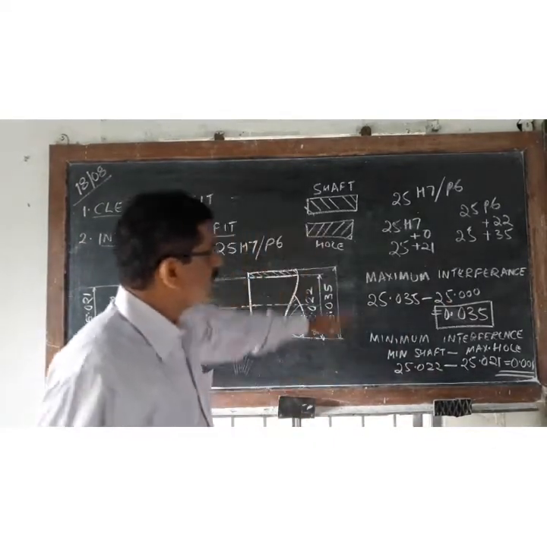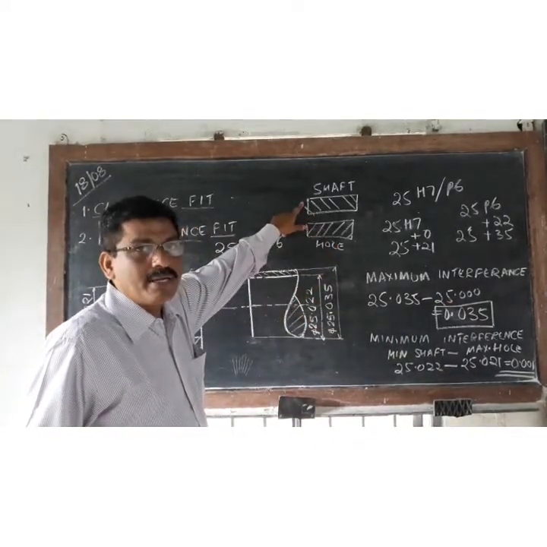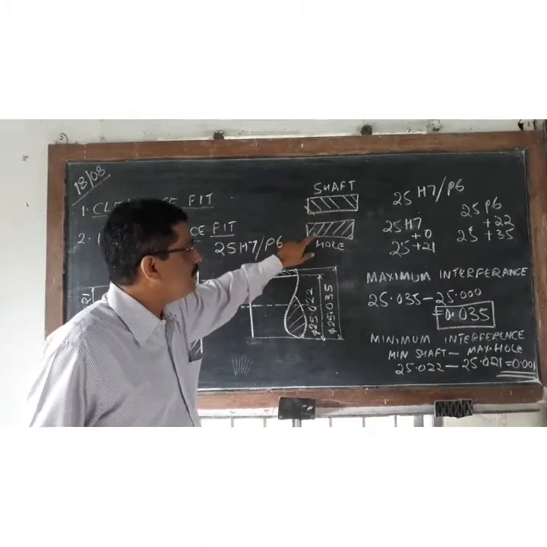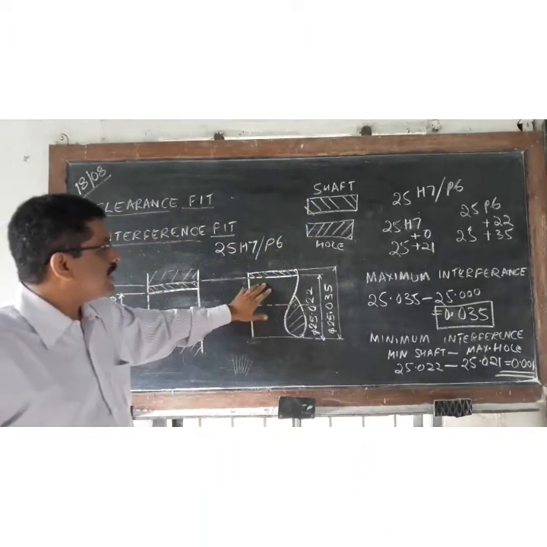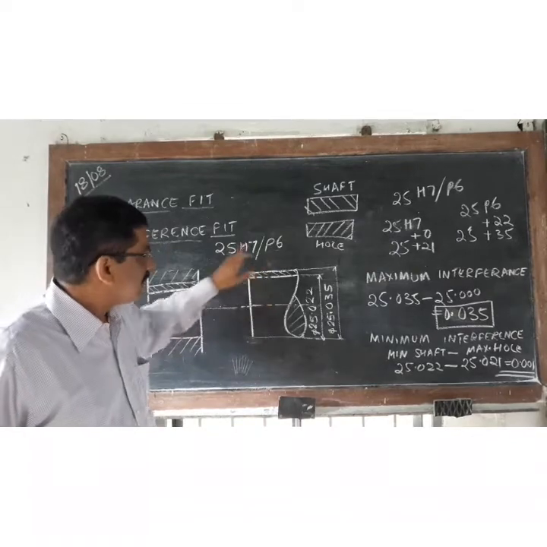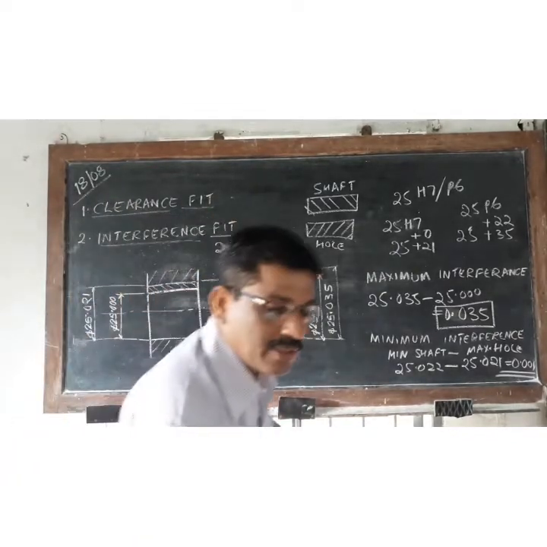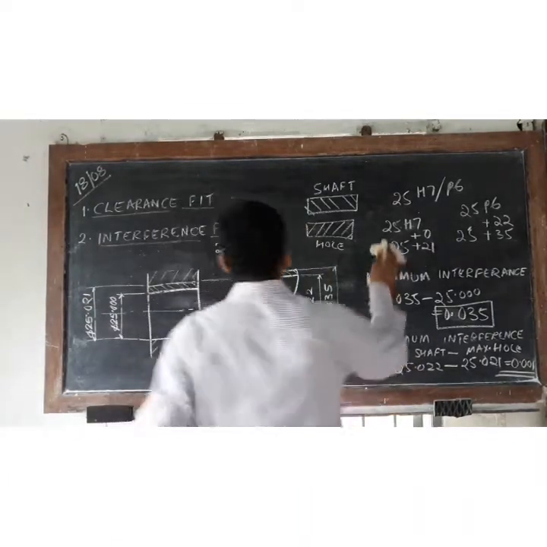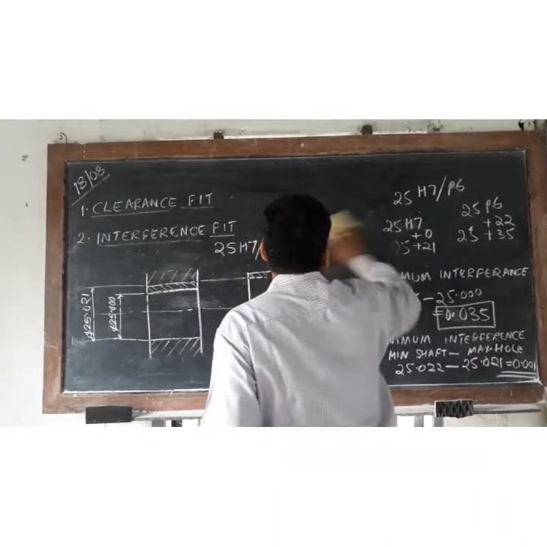So this is actually a schematic view. Remember, always the shaft will be above, the hole will be below, and here always the tolerance zone of the shaft is above the tolerance zone of the hole. So keep that in mind. One more fit that I will see, the last one, is called the transition fit.